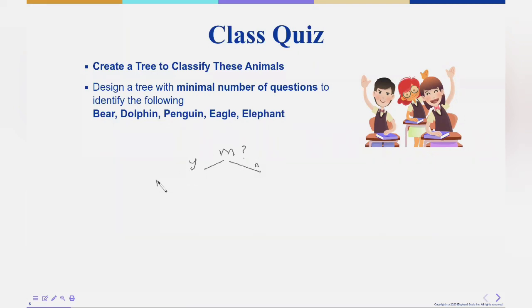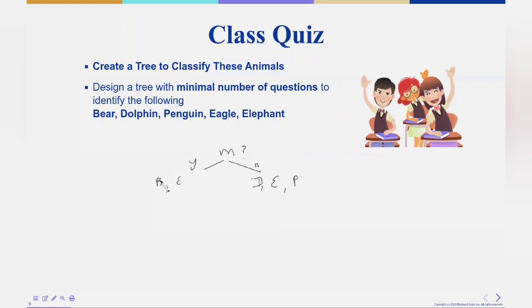I'm guessing bear is a mammal, elephant is a mammal, dolphin, eagle, penguin probably belongs here, I'm guessing. So now I have bear and elephant on this side. Mammal, yes. Now, how will we separate these two guys? What would be your next question? I have a bear and an elephant.